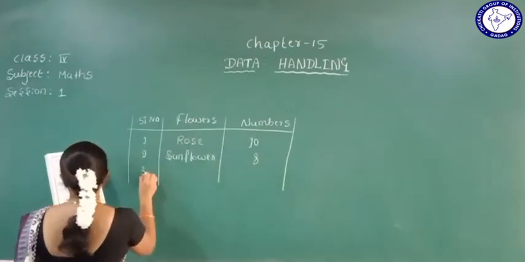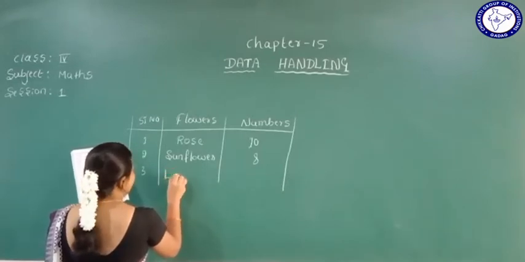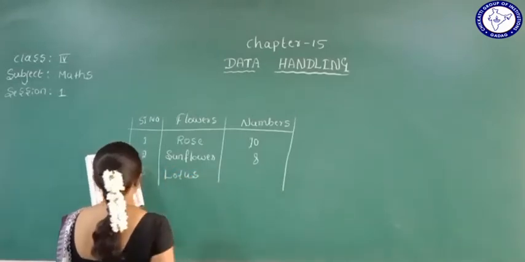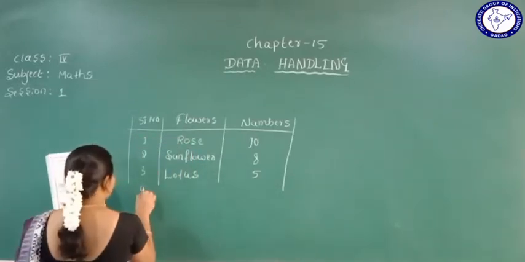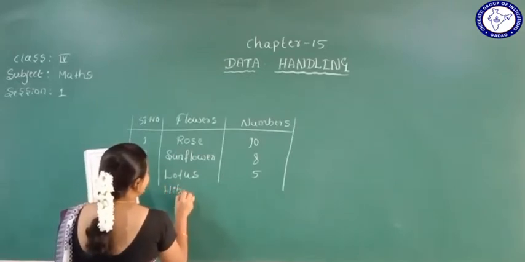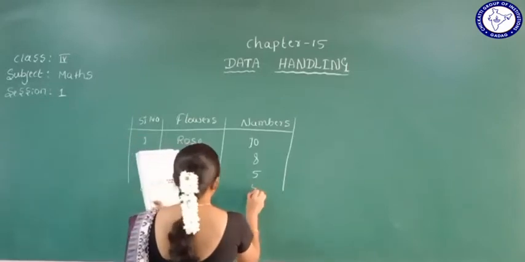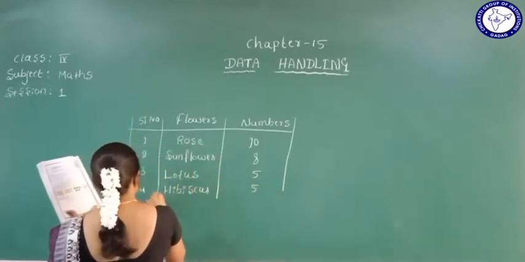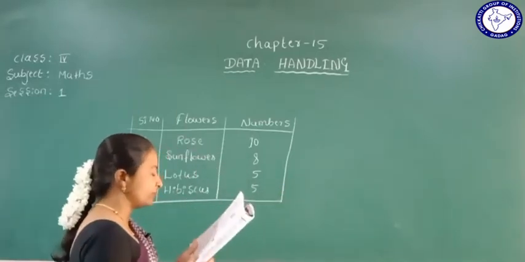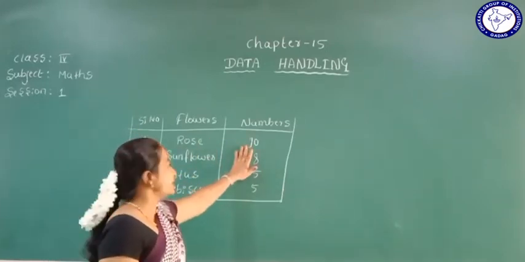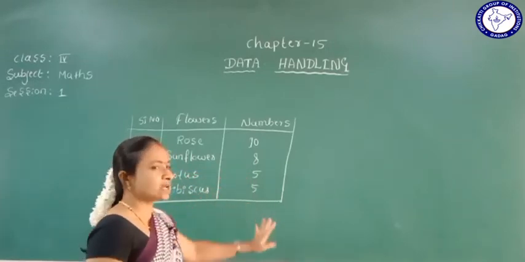Okay. And the next, the third one, is lotus. How many lotus are there? Lotus 1, 2, 3, 4, 5. There are 5 lotus. And the last one is hibiscus. How many are there? There are a total of 5 hibiscus. So this is the chart of flowers. Understood? So here we mention the number of flowers. How many roses are there? 10 roses. Sunflowers are 8, lotus are 5 and hibiscus are also 5.